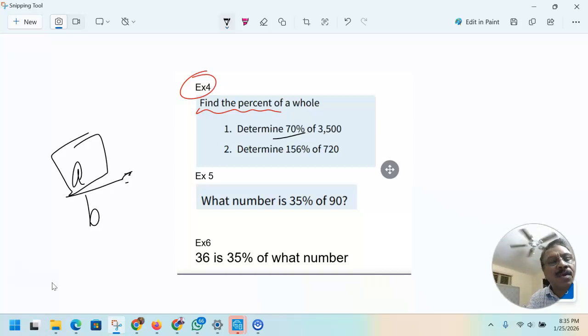So this part, find the percent of a whole. Let's take an example of what I'm talking about. Determine 70% of 3,500.